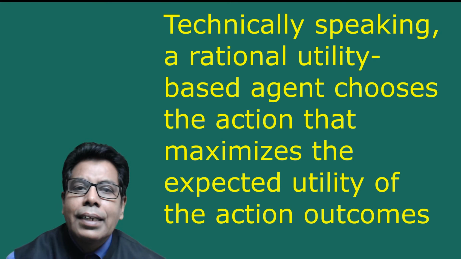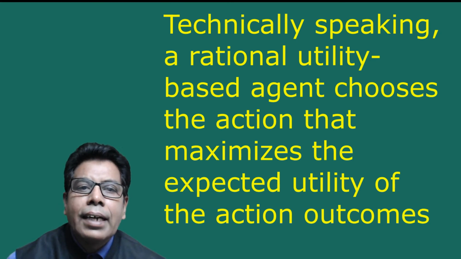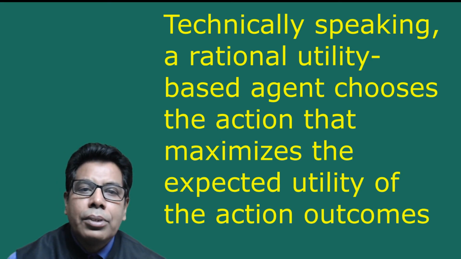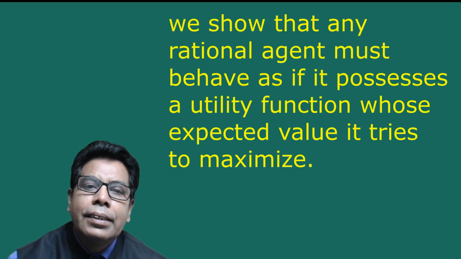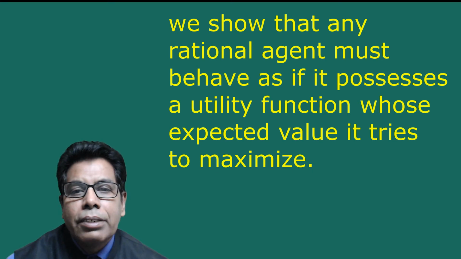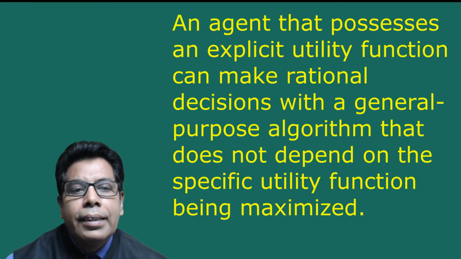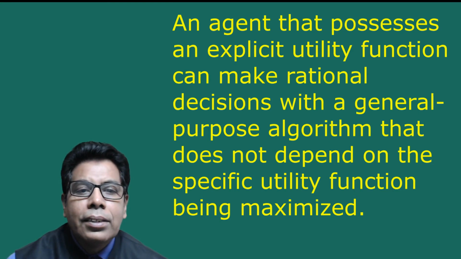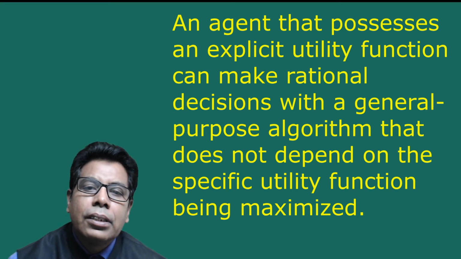Technically speaking, a rational utility-based agent chooses the action that maximizes the expected utility of the action outcomes. That is, the utility the agent expects to derive, on average, given the probabilities and utilities of each outcome. We show that any rational agent must behave as if it possesses a utility function whose expected value it tries to maximize. An agent that possesses an explicit utility function can make rational decisions with a general purpose algorithm that does not depend on the specific utility function being maximized.